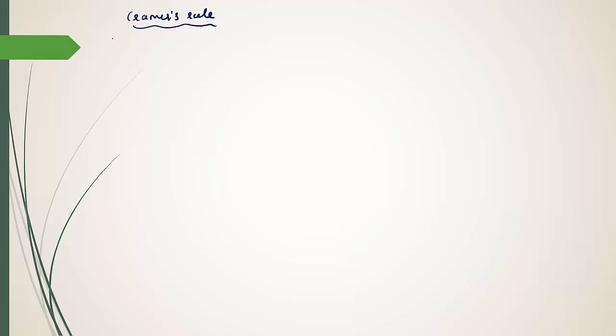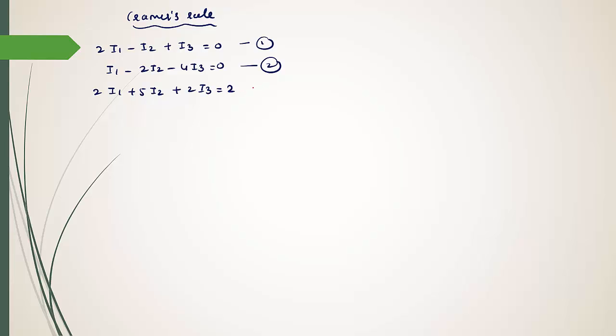So here I am going to write those three equations. 2I1 minus I2 plus I3 is equal to 0. This is the first equation. Second equation, we got I1 minus 2I2 minus 4I3 equal to 0, equation 2. Third equation, 2I1 plus 5I2 plus 2I3 is equal to 2. This is equation 3. So using these three equations, we can easily apply Cramer's rule to find the values of I1, I2 and I3.